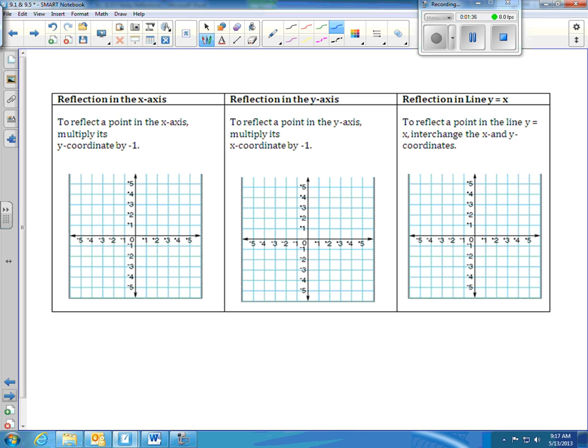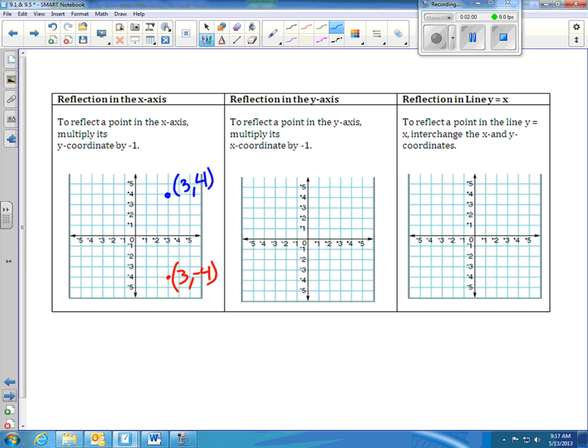All right, reflection over the x-axis. To reflect a point in the x-axis, you're going to multiply its y-coordinate by -1. So if we have our point 3, 4 as our original, our pre-image, we're going to take that y and multiply it by -1. So 4 times -1 gives us -4.